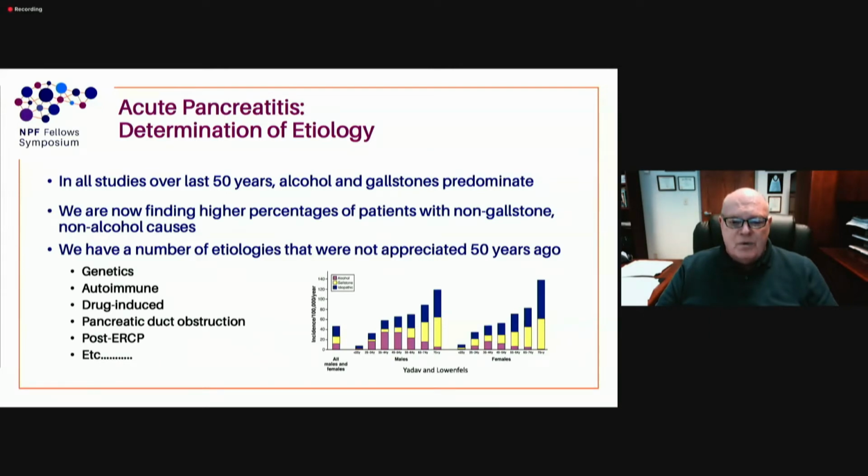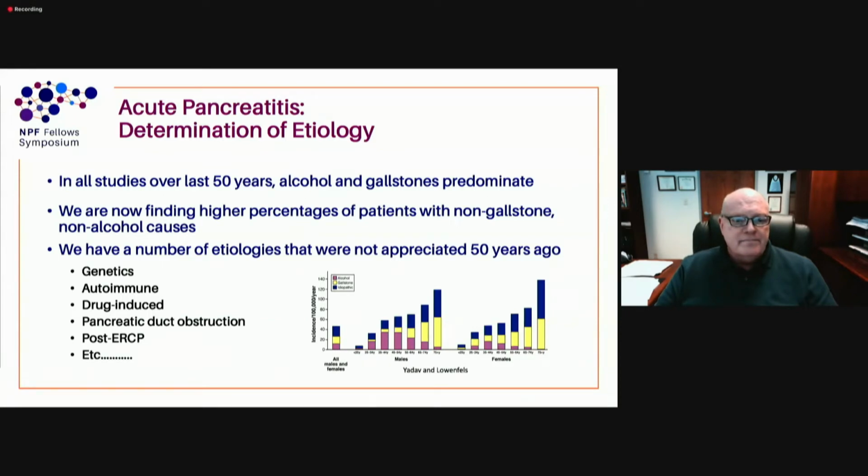The data on the lower right is from Dhiraj Yadav and Al Lowenfels. The three different colors are three different causes of acute pancreatitis. Purple is alcohol, yellow is gallstone, and blue is idiopathic. The far left in that slide is all comers, all males and females, and you see that non-gallstone, non-alcohol causes are significant. As people age, both males and females, this idiopathic or non-alcohol, non-gallstone group grows and grows. So there have been major shifts in thinking about what actually causes acute pancreatitis.